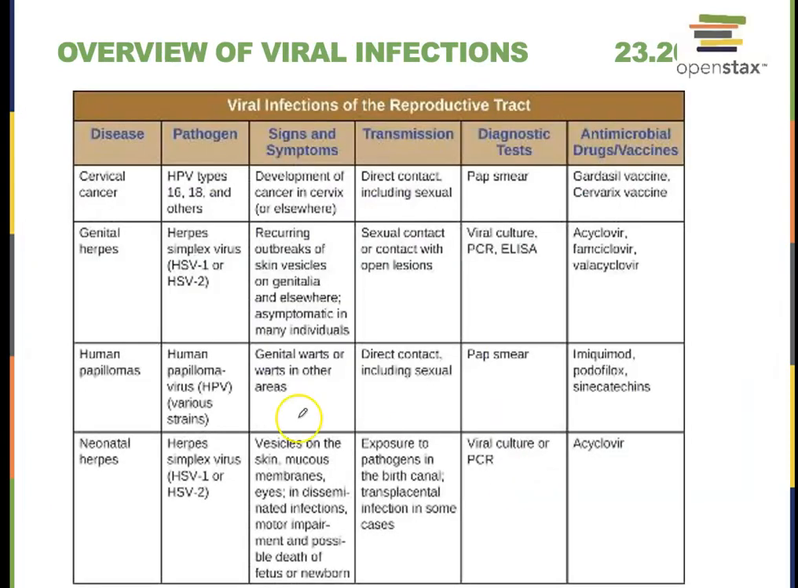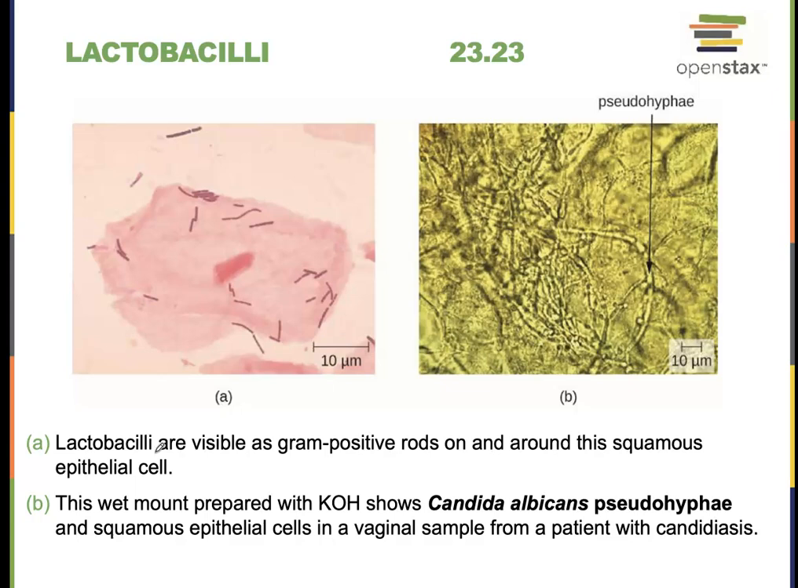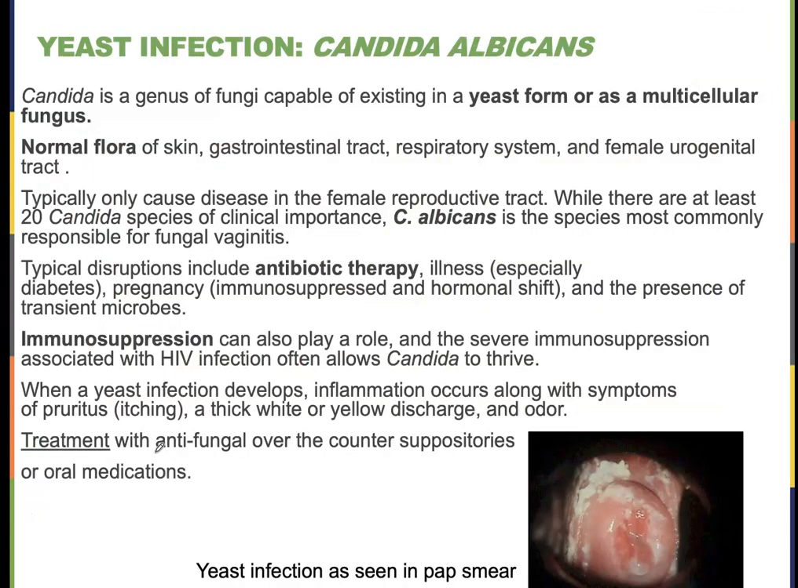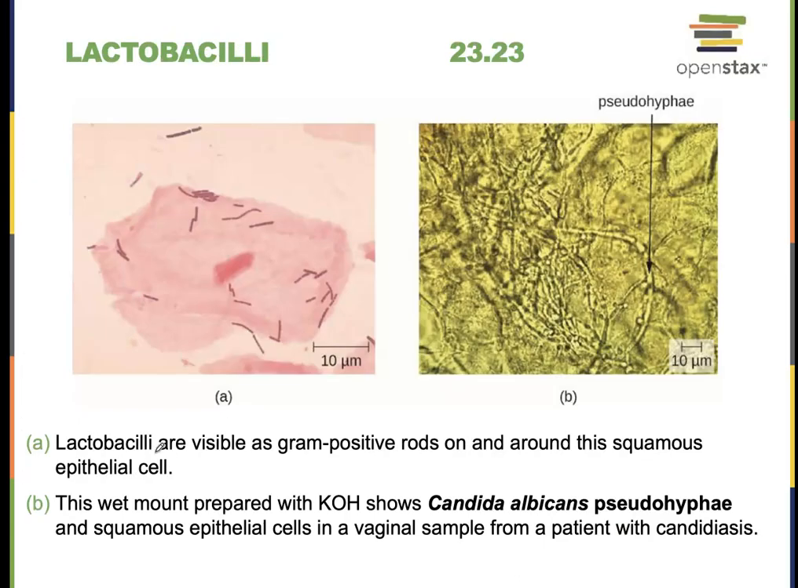All right, so our viral infections include cervical cancer, which is our HPV, genital herpes, human papilloma warts, and then we had our neonatal herpes. Okay, now we're starting the yeast. I thought I had a title page for yeast, but this is our yeast beginnings.